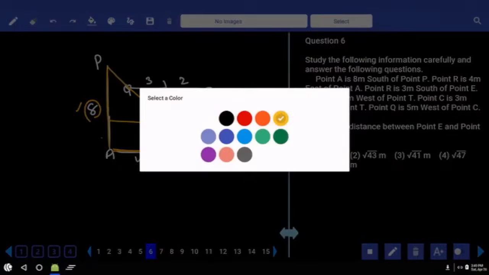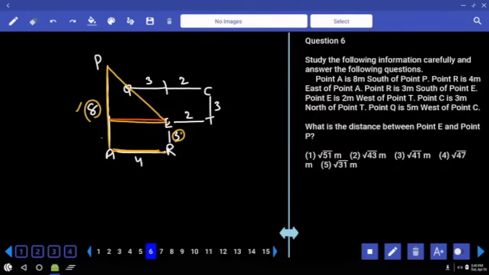Now here in this one, what is the distance we have? 5. Now this is 4 and this is how much? 5. Now 4 square plus 5 square, 25 plus 16, root over 51, choice 1.